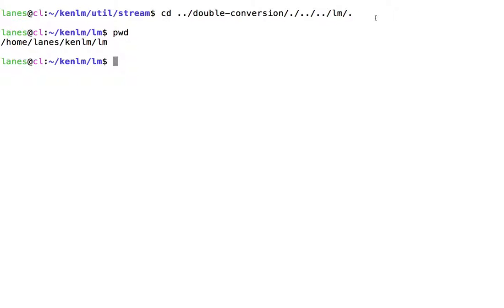And because dot refers to the current directory, dot dot slash double conversion slash dot slash lm slash dot is the same as dot dot slash double conversion slash dot slash dot slash lm. Also referring to home lanes kenlm lm.